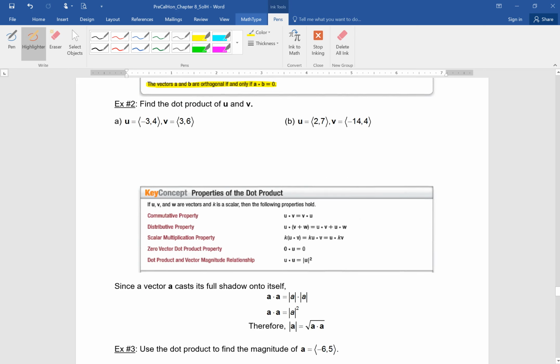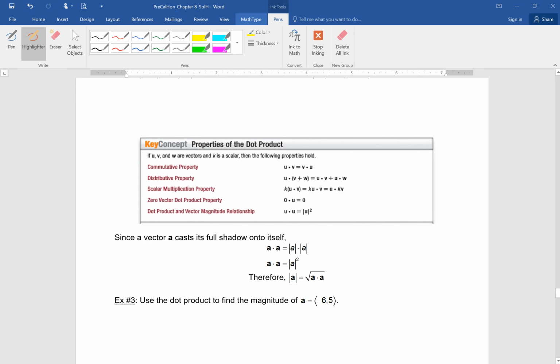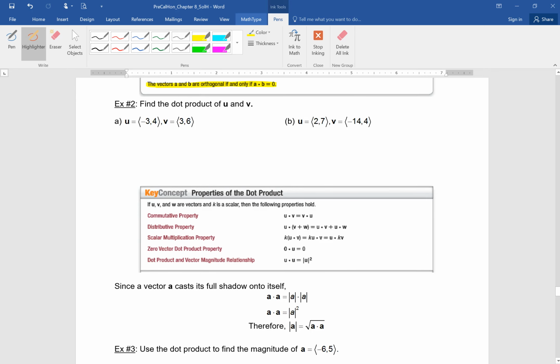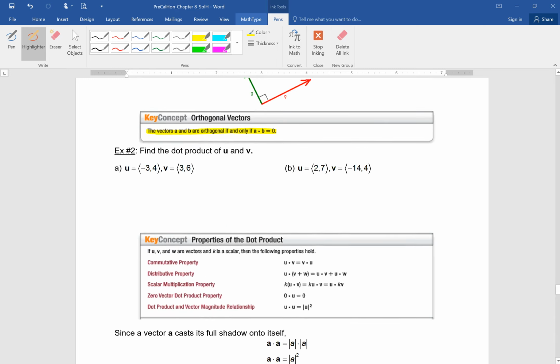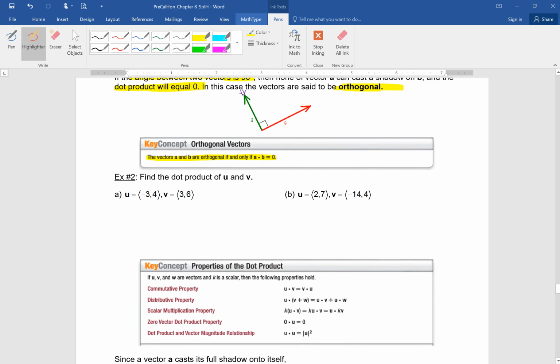All right, so let's find the dot product here. I still don't completely understand what the dot product is. The dot product is the shadow: if you have two vectors like this, and you draw the components of one vector onto the other, it's the component of this vector A that falls along the vector B. That's the dot product.